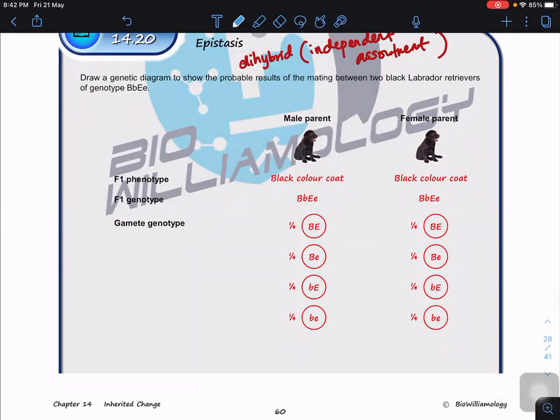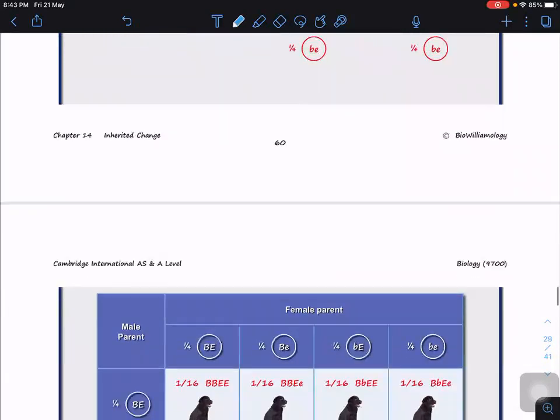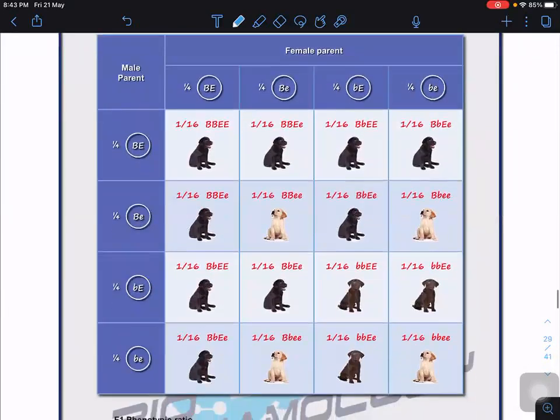I draw the genetic diagram to show the probable results of mating between two black Labrador retrievers of genotypes big B, small b, big E, small e. So basically they are heterozygous, and independent assortment takes place. Always remember the gamete genotypes, you must have the probability. Then you must circle the gamete genotypes. This is a requirement. Then after that, you put it in this diagram.